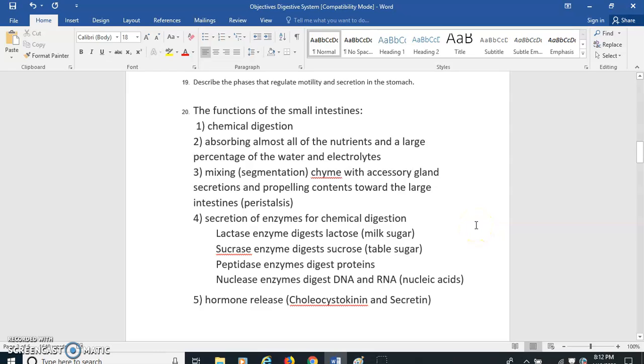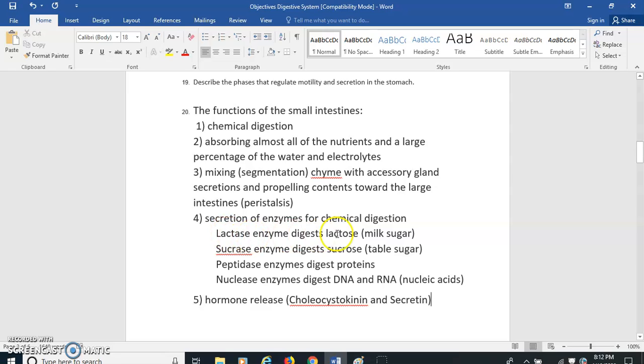All right, and then when it comes to chemical digestion, the secretion of enzymes needs to happen so that they can chemically digest certain nutrients in the chyme. So secretion of enzymes is a function of the small intestines. I have 4 of our enzymes that are in our small intestines. Obviously there's a lot more, but these are the 4 that you should be familiar with and know what they do. They all end in -ase because they're enzymes.